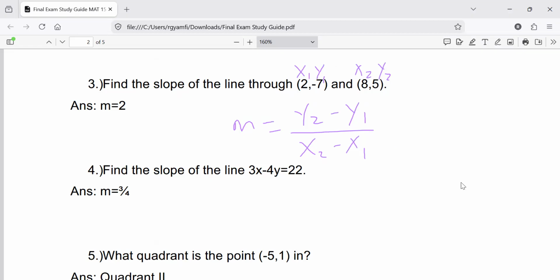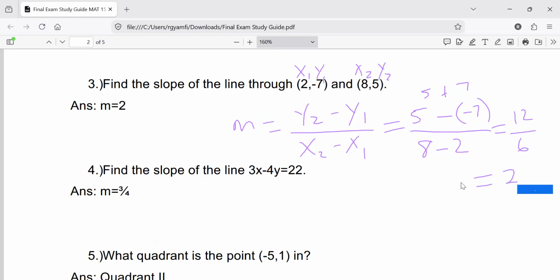All right, so my y2 is 5 minus my y1 is -7. My x2 is 8 minus my x1 is 2. So 5 minus -7 is 5 plus 7, which gives me 12. 8 minus 2 is 6, and that gives me positive 2. So my slope is positive 2. I'm done with that. Okay, let's keep going.